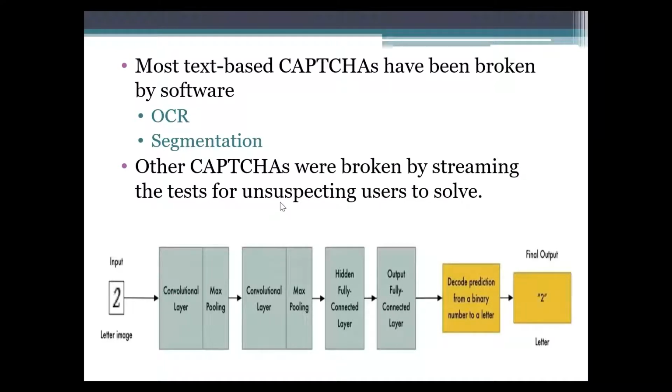Most text-based CAPTCHAs have been broken by software like OCR and segmentation software. Other CAPTCHAs were broken by streaming the test for unsuspecting users to solve. Let's understand how a normal image is broken by a CAPTCHA breaking system. It first goes through a convolutional layer, which does the process of max pooling. Then it goes to another convolutional layer that does more optimizing. Then we have a hidden fully connected layer, and finally the output fully connected layer, which decodes our character.